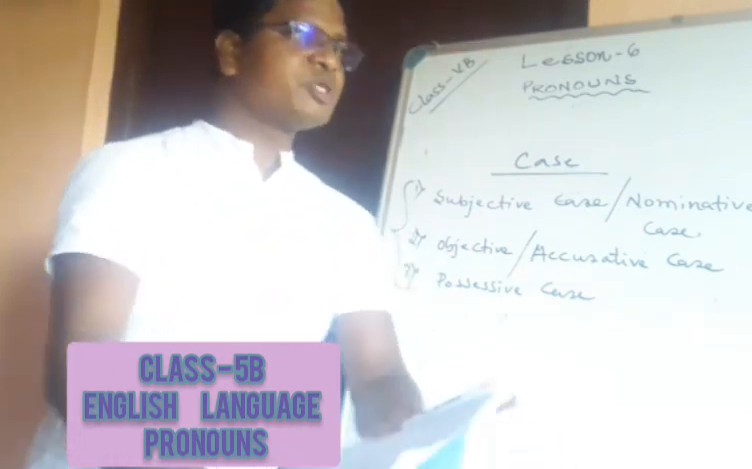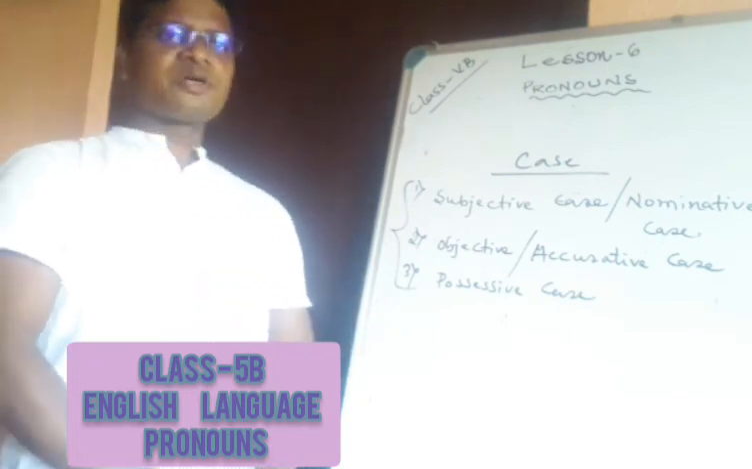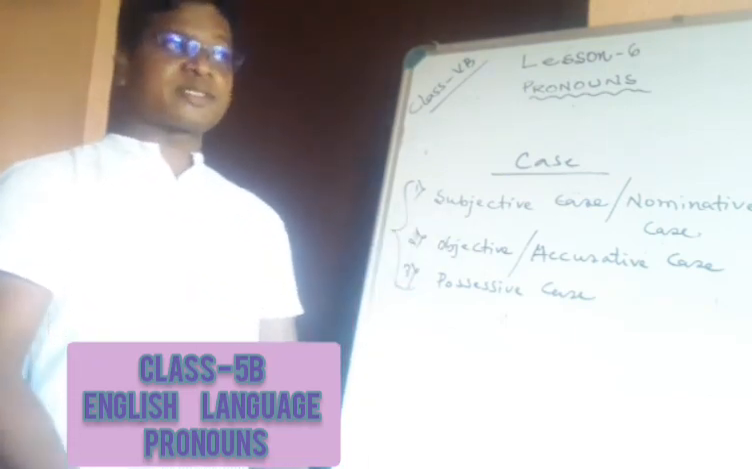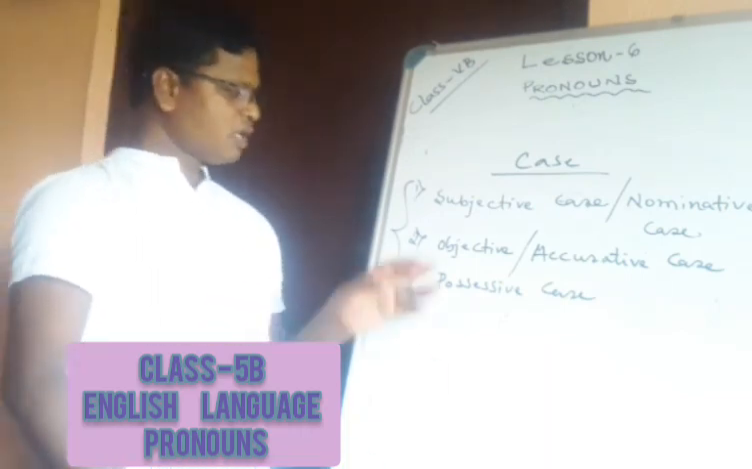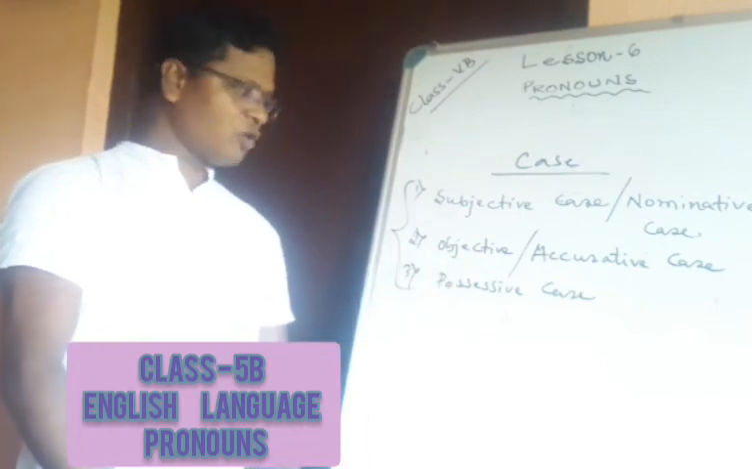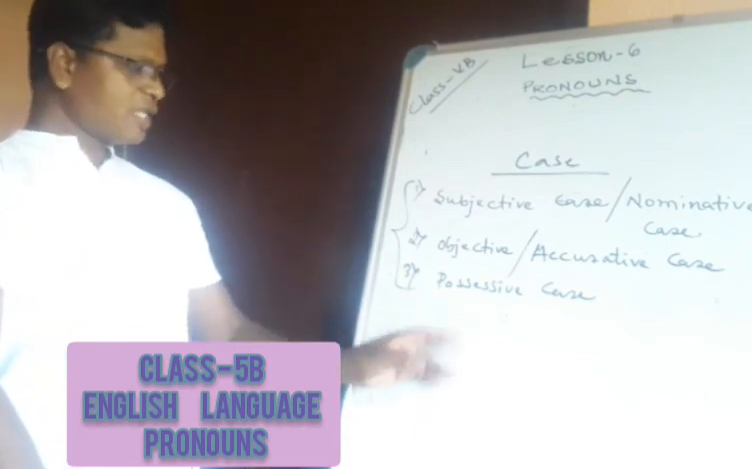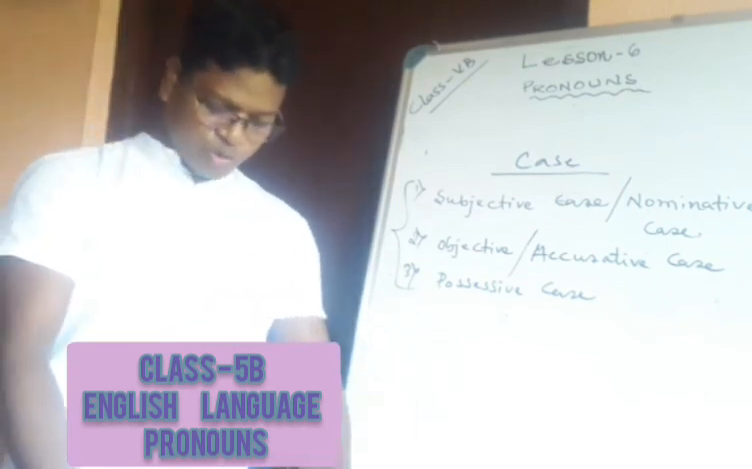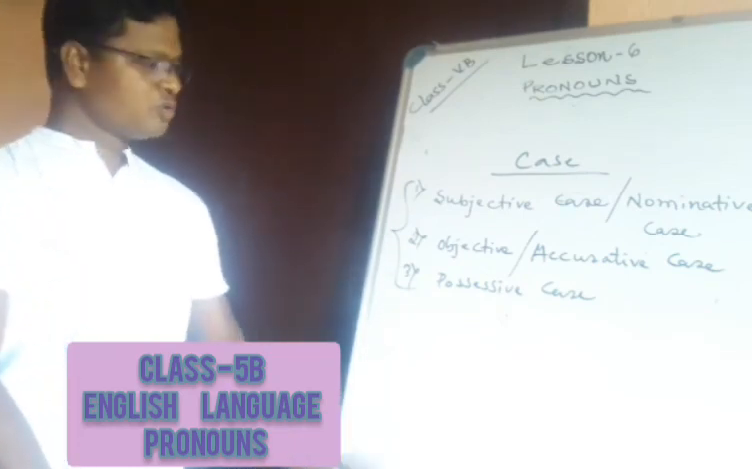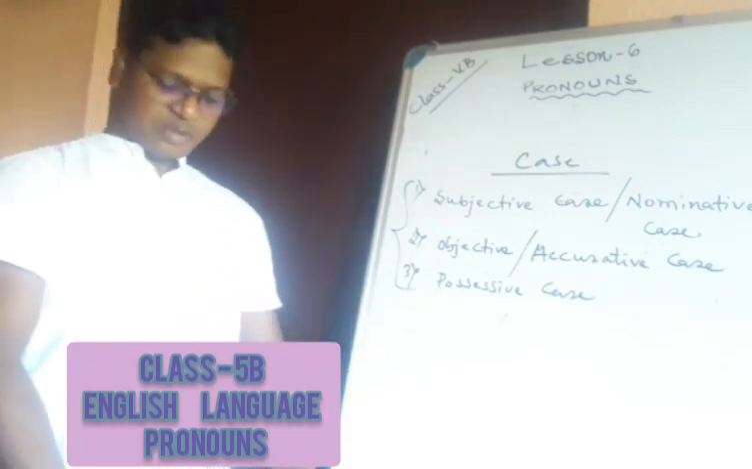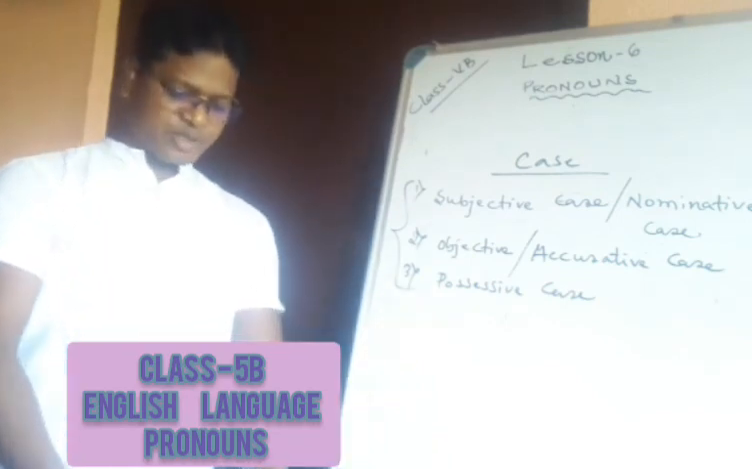Here, when we talk about the subjective case, the pronouns which we use as the subject of a sentence are called the subjective case or nominative case. The pronouns which we use as an object are known as the objective case or the accusative case. And the pronouns which we use to show possession or ownership, we call them the possessive case. I think all these things are clear to you. In case of any difficulty, please ask.